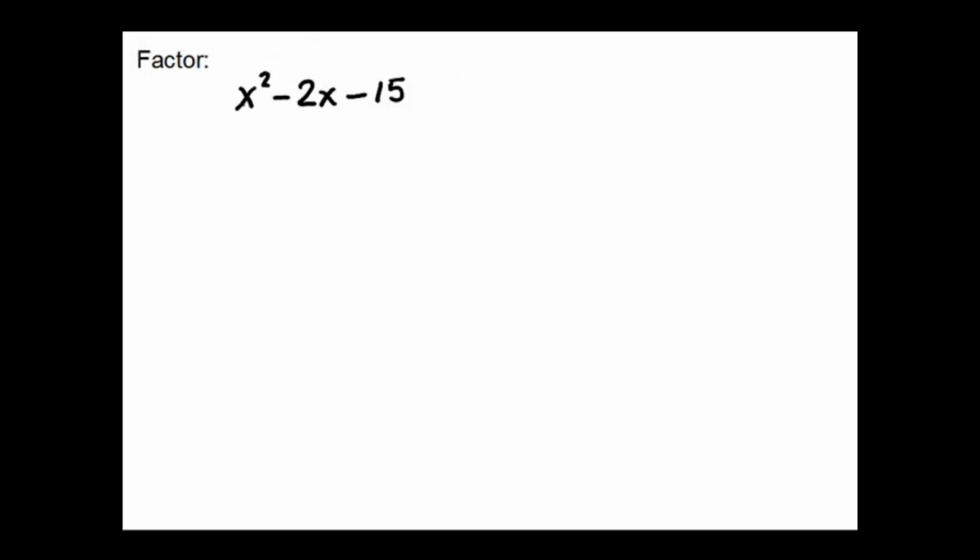Here's another example. x squared minus 2x minus 15. We'll start with our parentheses. And then we'll do our signs. So we look at the last sign. This time it's negative, so we're going to have different signs, one of each. And we'll split the x's.